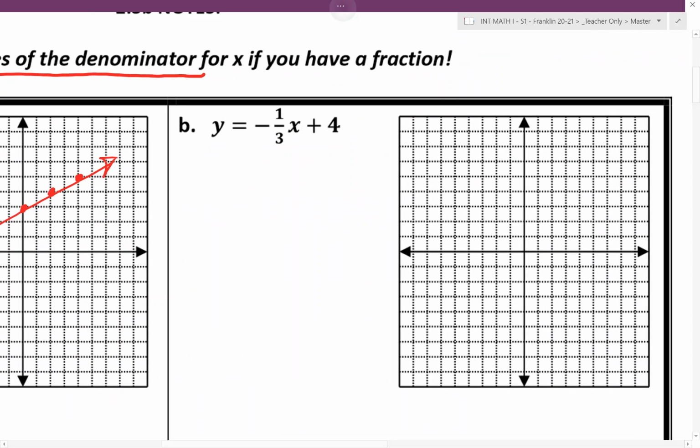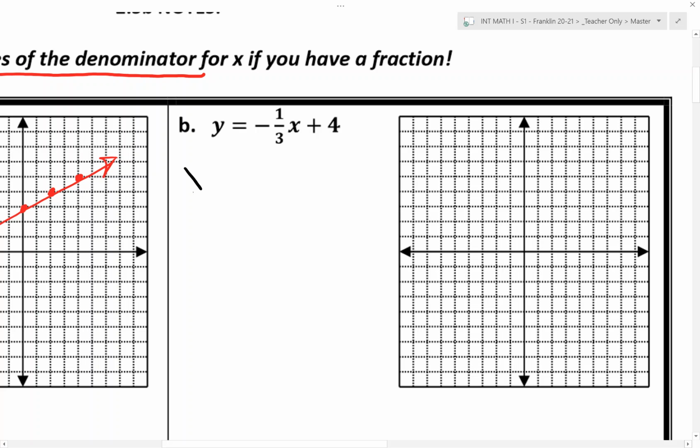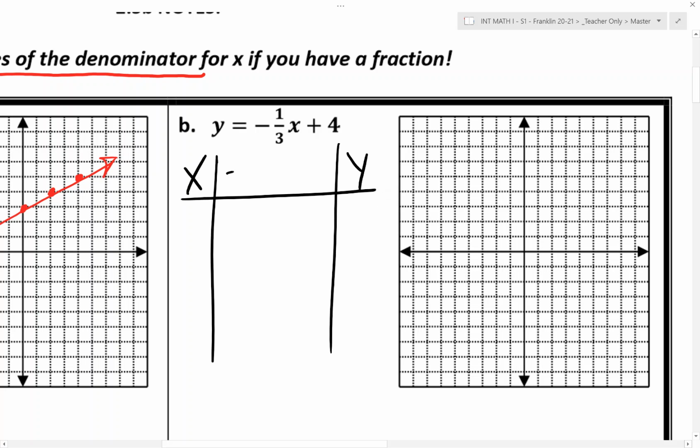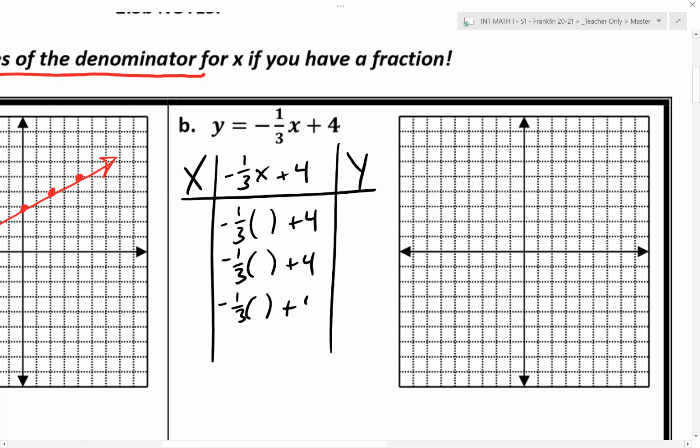Let's try the next one. So again, we'll make our t-charts here. And I would recommend for these fraction ones, definitely use that middle column because we're going to be doing more work on these. Fractions in general are sort of challenging. So it's always a good idea, if it's going to be a little harder, to use the middle column.